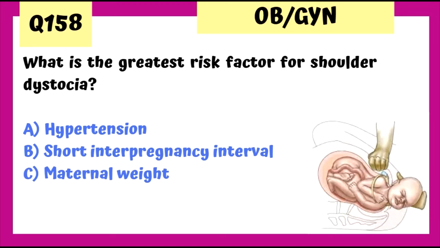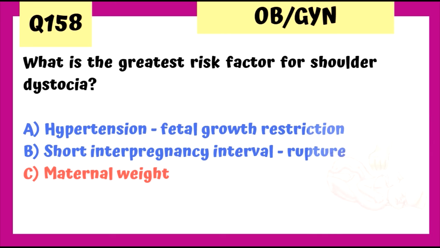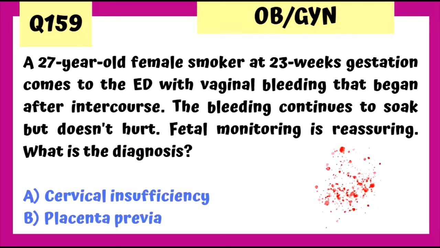Question 158, what is the greatest risk factor for shoulder dystocia? It's going to be maternal weight. And short interpregnancy interval would be for uterine rupture. Question 159, a 27-year-old female smoker at 23 weeks gestation comes to the ED with vaginal bleeding that began after intercourse. The bleeding continues to soak, but doesn't hurt. Fetal monitoring is reassuring. What is the diagnosis?